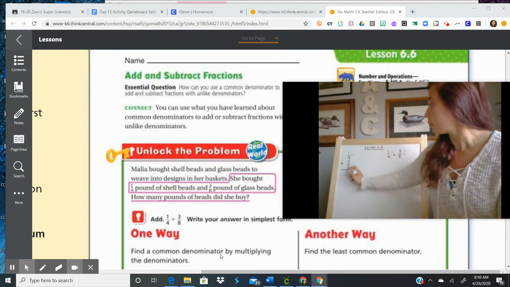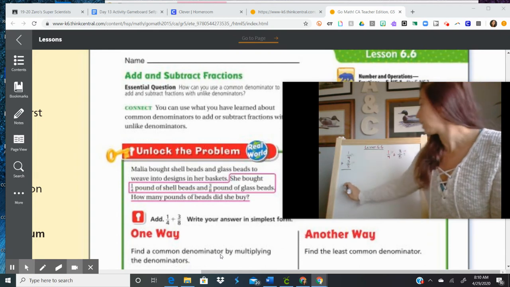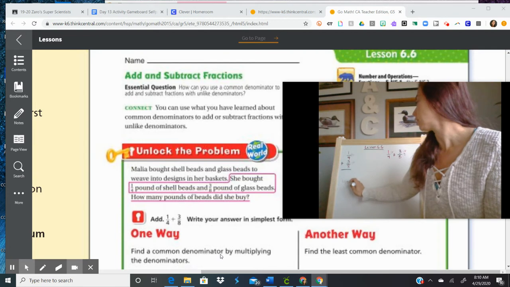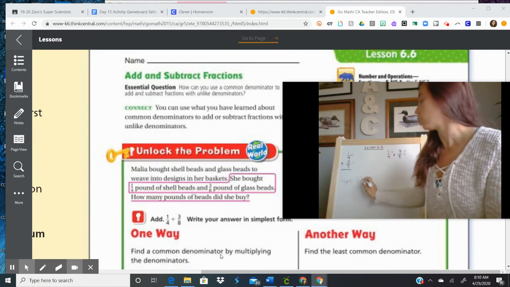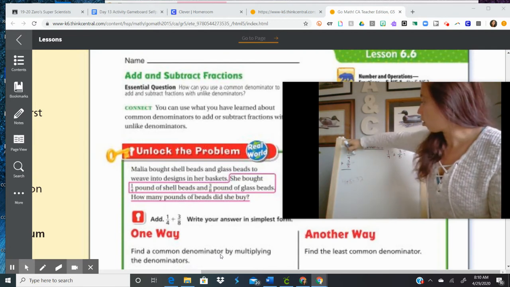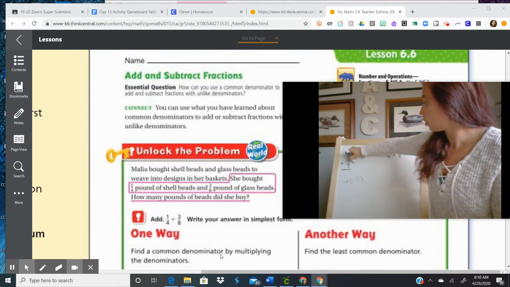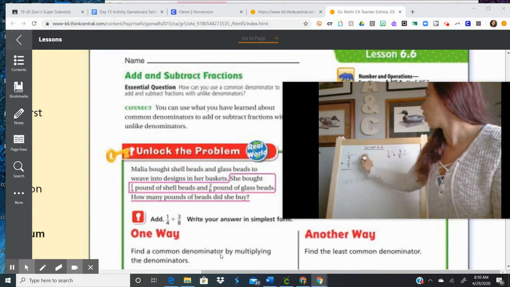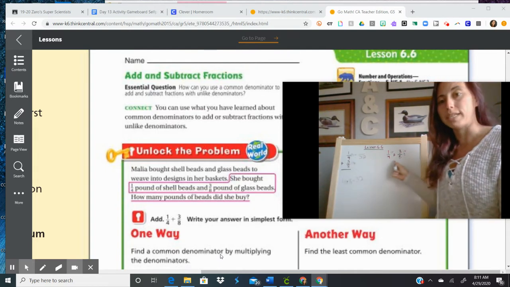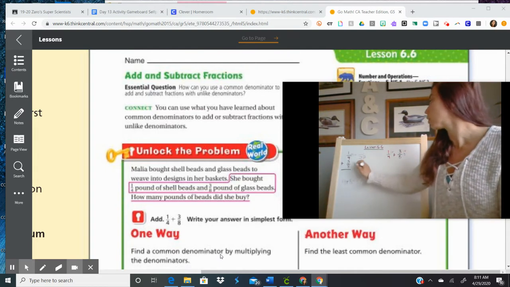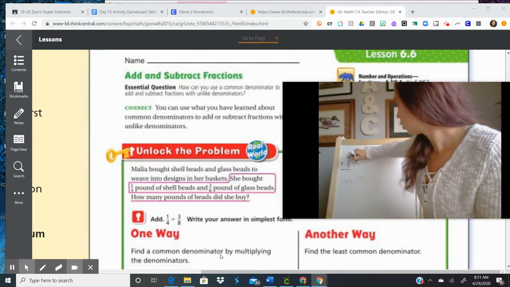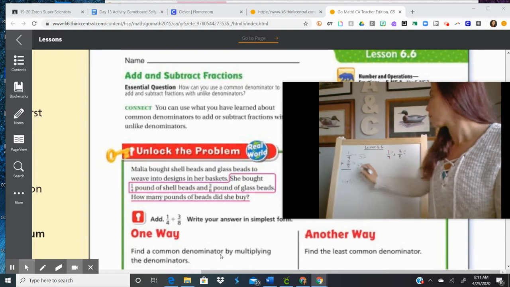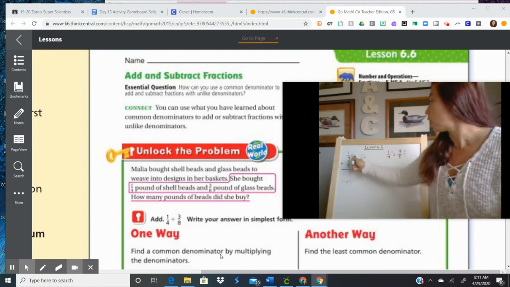Okay, our two denominators are 4 and 8. So we're going to multiply 4 times 8, and that equals 32. So over here, our common denominator, we're going to use 32. And ladies and gentlemen, this is just two different ways to write this addition problem. 32. Okay. And whatever we do to the bottom, we do to the top.